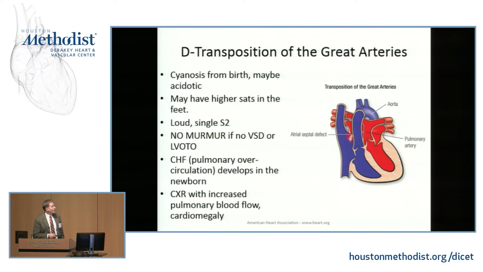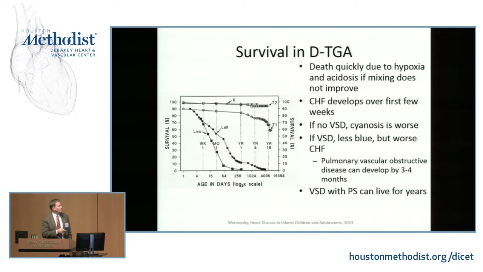So these kids are blue from the get-go, often really blue, and often acidotic because they're so blue. How do they do? They do poorly. So looking at survival in unoperated transpositions, this is the simple D-transpositions, the kids without VSDs, the kids without subpulmonary stenosis, pretty rare for them to live beyond about 2 months of age.